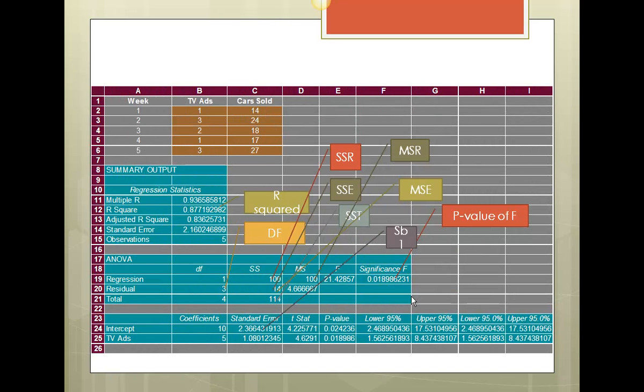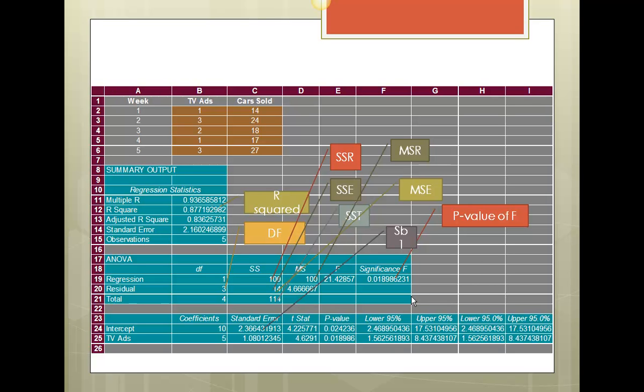So here is the output that Excel will give you. Now, this is quite detailed. Let's talk about what exactly this is giving us. We have information here: R squared, degrees of freedom, SSR, SSE, SST, MSR, MSE, your beta, your p-value of F, a whole bunch of stuff.